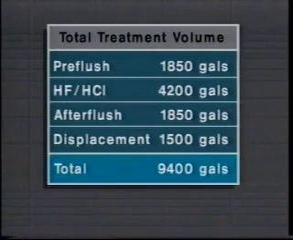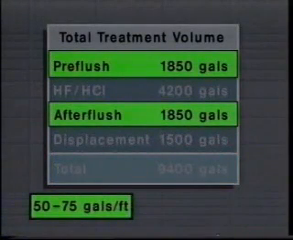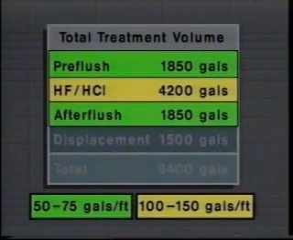These volumes support the following common rules of thumb used in sandstone acidizing. Pre-flush and after-flush volumes of 50 to 75 gallons per foot, and acid treatment of 100 to 150 gallons per foot. If no acid solubility tests are available, these rules of thumb can be applied.